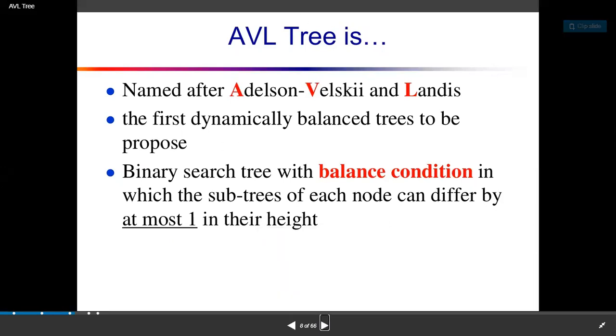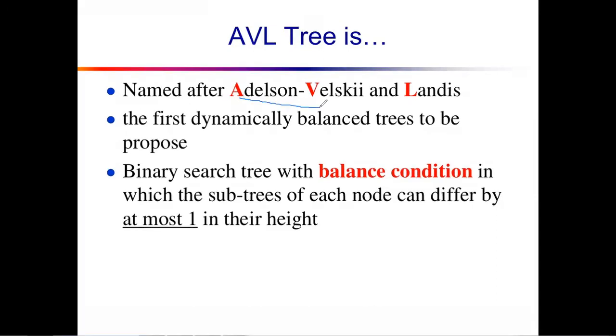The inventor of this AVL tree is Adelson-Velsky and Landis. It is the first dynamically balanced tree to be proposed. It is a binary search tree with a balance condition in which the subtrees of each node can differ by at most 1 in their height. This is a major factor. How do we balance the AVL tree? Using the balance factors 1, 0 and -1. So we have to balance the tree.